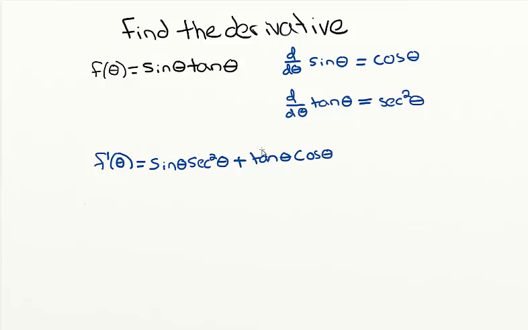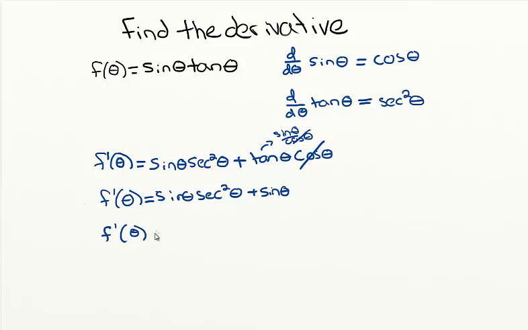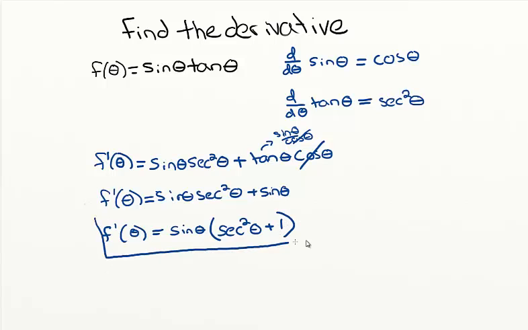Now you'll notice here, this tangent of theta is really sine of theta over cosine of theta. So we get these two cosines canceling out, and we're left with sine of theta times secant squared of theta plus just sine of theta, because our cosines canceled out. Now we can factor out this sine of theta, and that's going to give us secant squared theta plus 1. We'll leave the derivative in this form, and there it is.